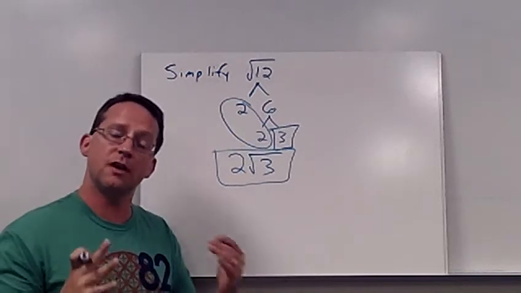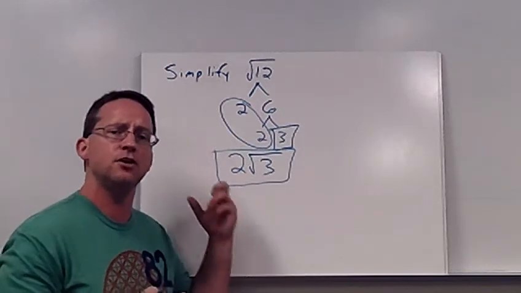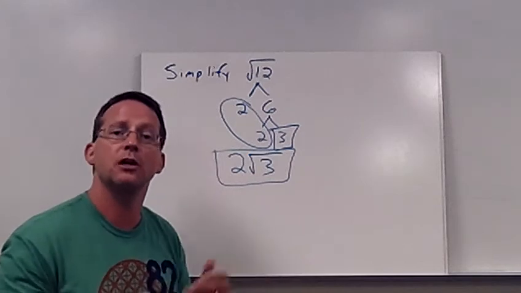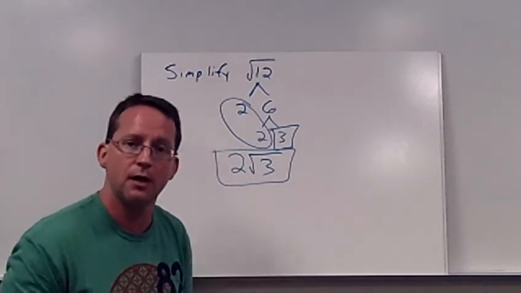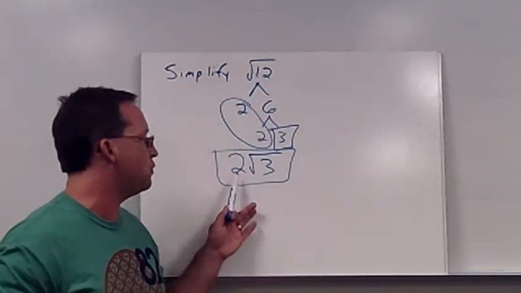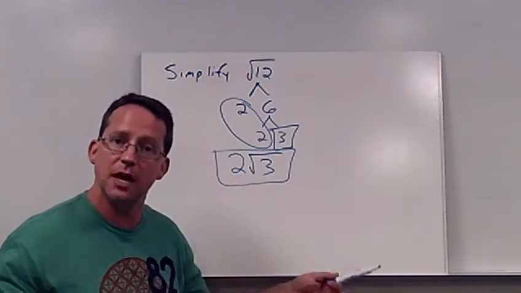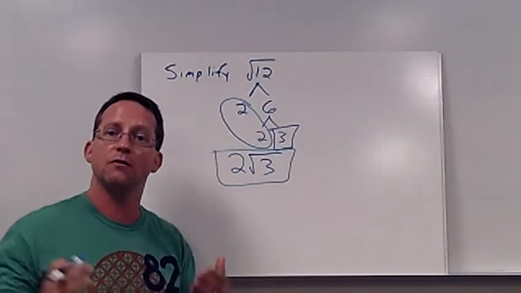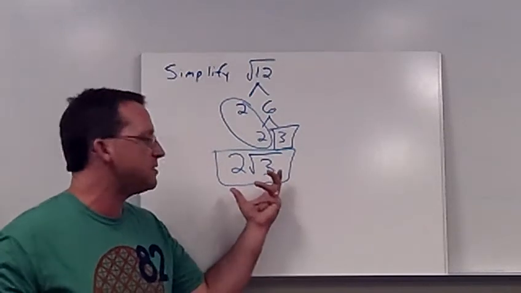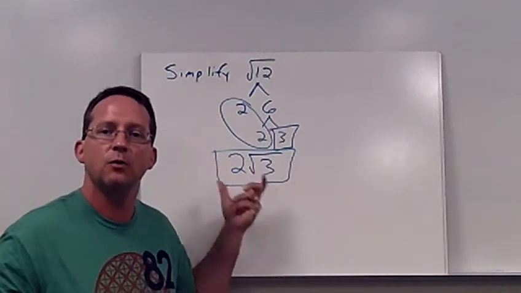The square root of 12 can be simplified. It can be broken down into 2 times the square root of 3. Or you'll hear it's 2 radical 3. They mean the same thing. Now if you put 2 times the square root of 3 into your calculator, you get that exact same decimal that you got for the square root of 12. They're equal to one another. This is considered a more simplified way to do that.